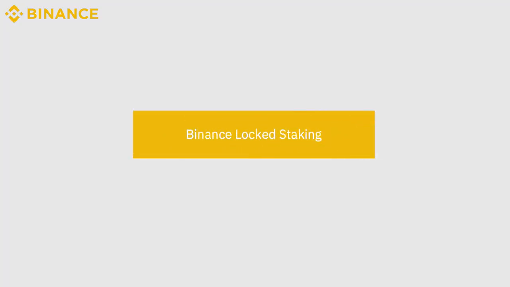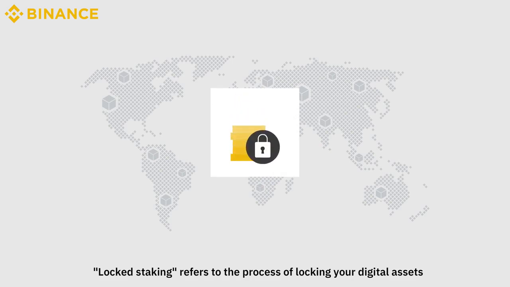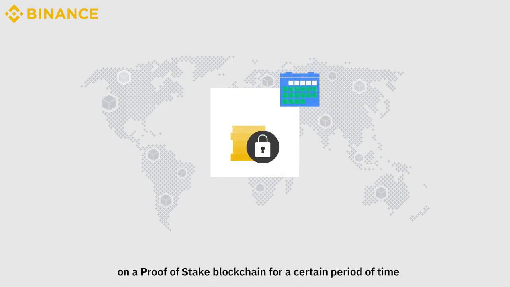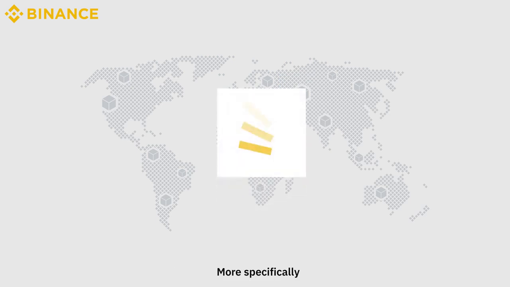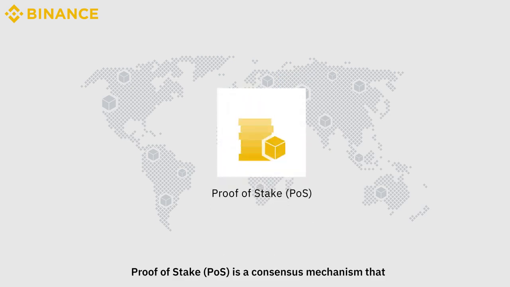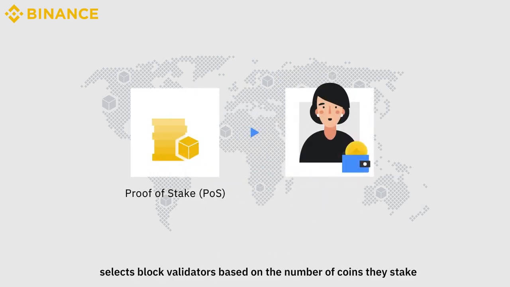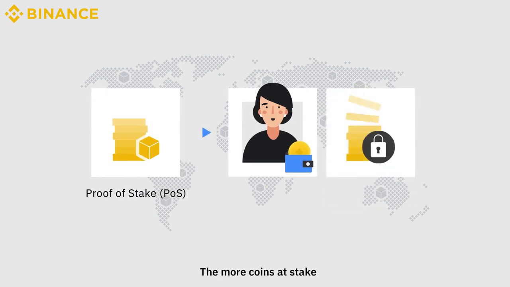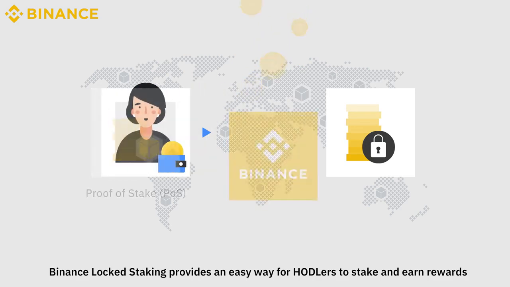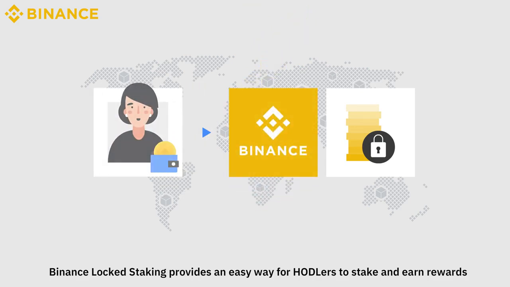Binance locked staking. Locked staking refers to the process of locking your digital assets on a proof-of-stake blockchain for a certain period of time. This not only contributes to the network, but also provides you staking rewards. More specifically, proof-of-stake is a consensus mechanism that selects block validators based on the number of coins they stake. The more coins at stake, the higher the rewards. Binance locked staking provides an easy way for hodlers to stake and earn rewards.